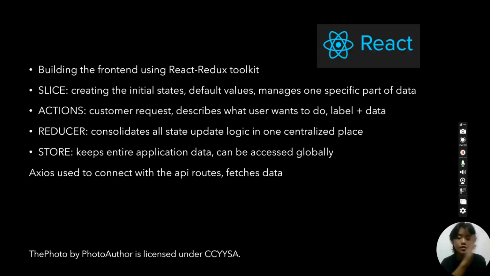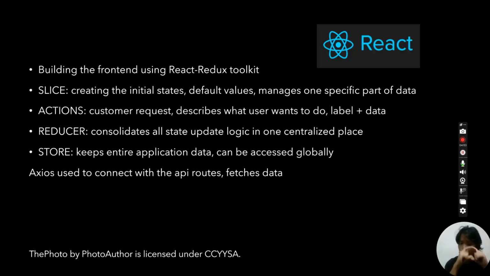So that is the customer request that is coming in the front end at a particular time. It describes what the user wants to do. It has a label and data. Now, the reducer consolidates all state update logic in one centralized place. It is holding all the update logic within itself. So the reducer is controlling both the slice and the action. It has both of them.